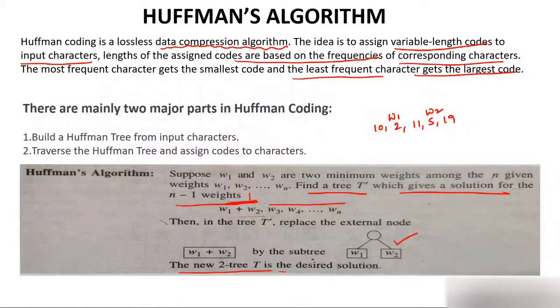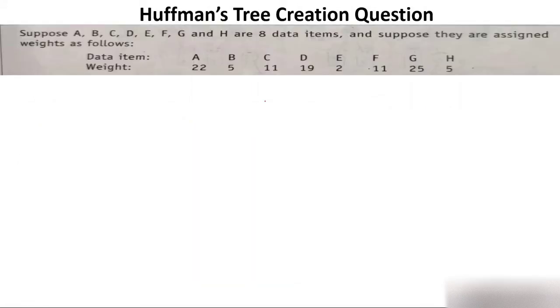The new tree, that is the two tree, will be the desired solution. So after doing all this multiple times, we'll get a new tree, that is the two tree, which will be the desired solution. So let's understand this by solving a question. So let's see a question.